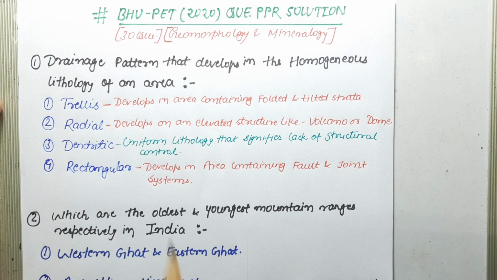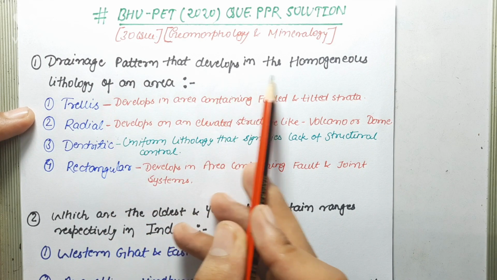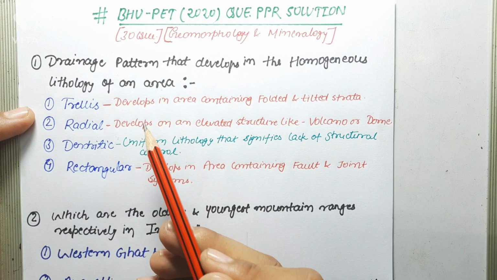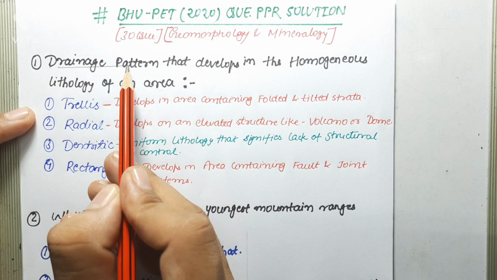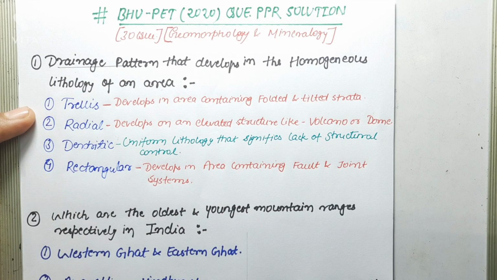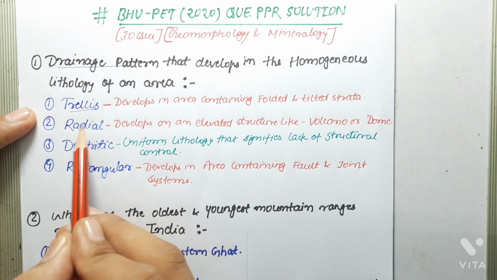First question says, drainage pattern that develops in the homogeneous lithology of an area. So first of all, what is drainage pattern? Drainage pattern means spatial arrangement and form of drainage system in terms of geometrical shape in the areas of different rock types, geological structure, climatic condition and inundation history. In other words, when many rivers join together they form a variety of patterns, and those patterns are known as drainage pattern. Based on shape and formation of river patterns, there are different types of drainage patterns. Some of these are given in these options.